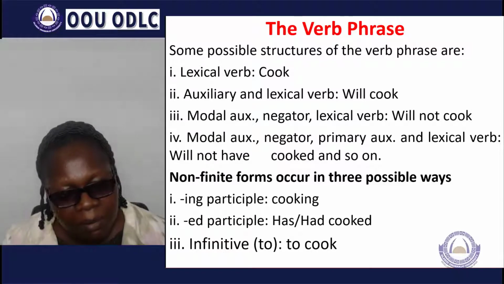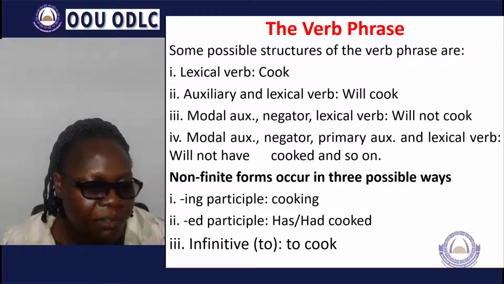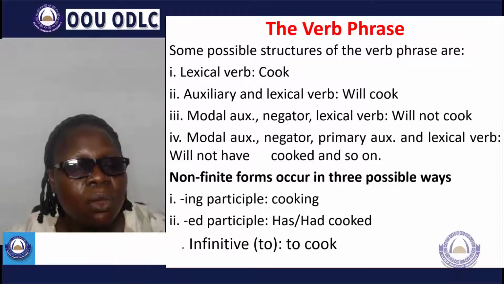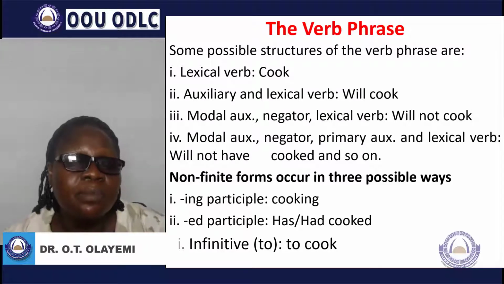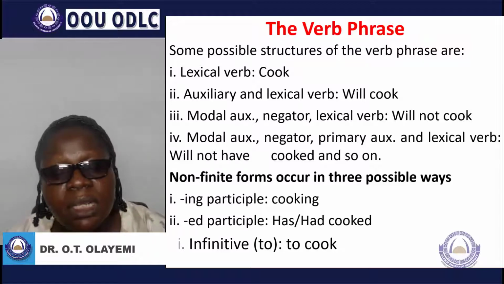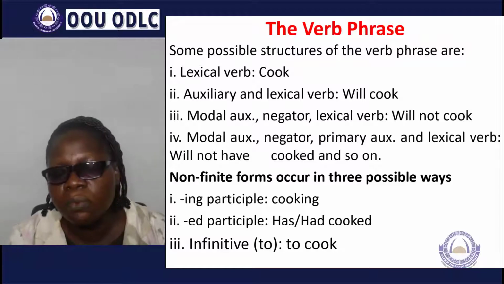Remember that there are three primary auxiliaries. We have the verb be, the verb do, and the verb have. Here, we have used the verb have together with the other elements within the verb phrase structure. So we have will not have, then of course the lexical verb cooked. That's a very good example of a verb phrase.